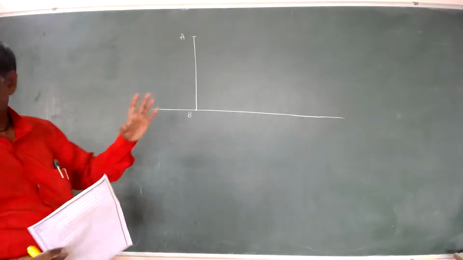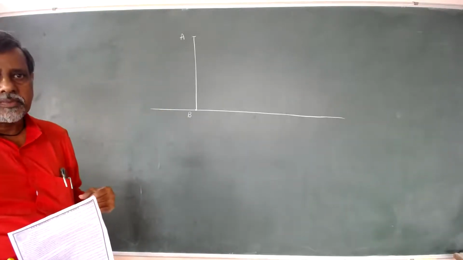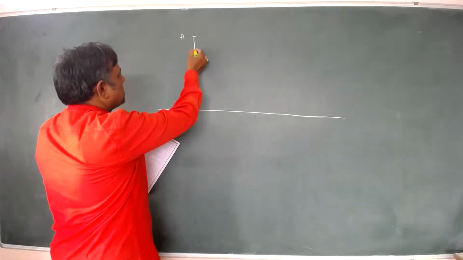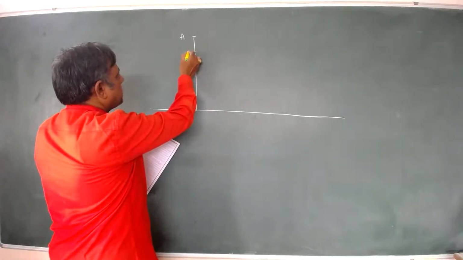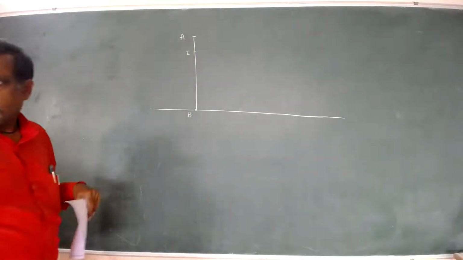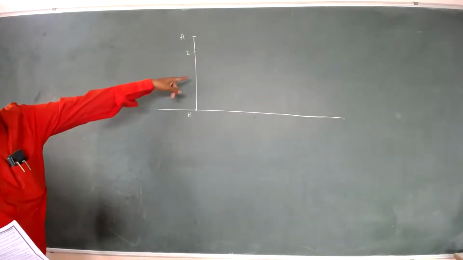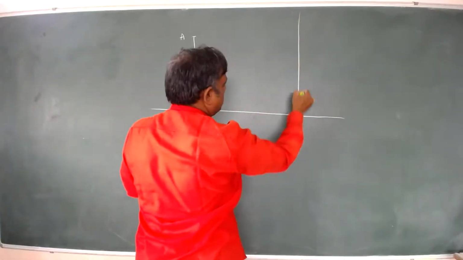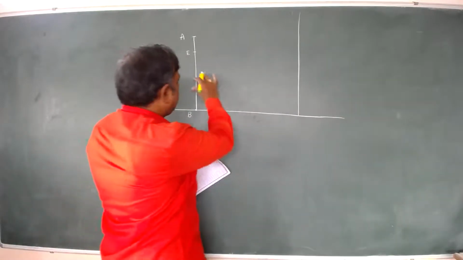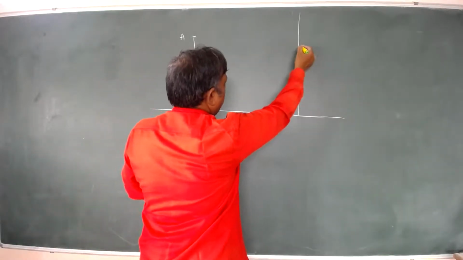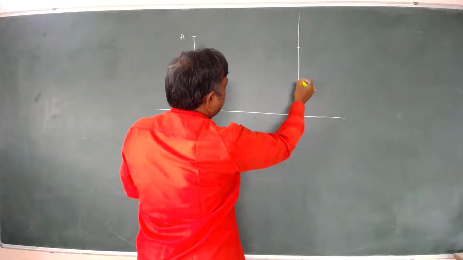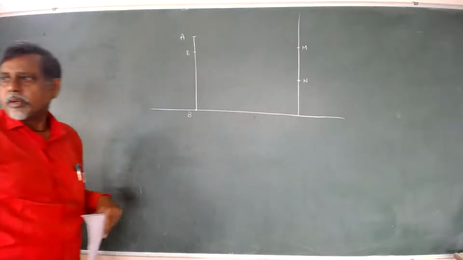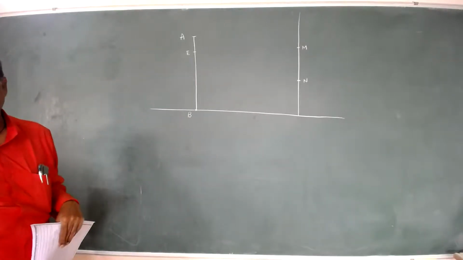The image formation takes place by means of his eyes, so you need to look at the position of the eyes also. Let the eye of the man be here. Now, there is a wall, and in front of the man, on the wall, there is a mirror kept like this. This is the mirror, M and N.